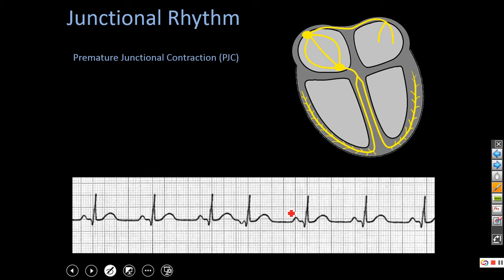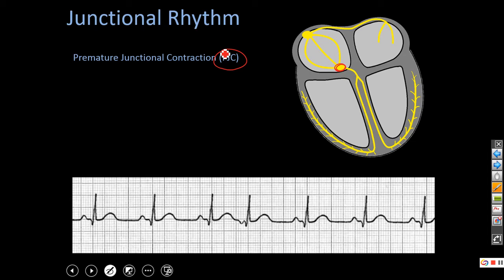Okay, here's an example of the AV node pacing prematurely. Just like we talked about in the atrial lesson, where you can have PACs that pace from other areas that interrupt sinus rhythm, you can have impulses from the AV node that pace prematurely and interrupt sinus rhythm as well. And we call those premature junctional contractions, or PJCs.